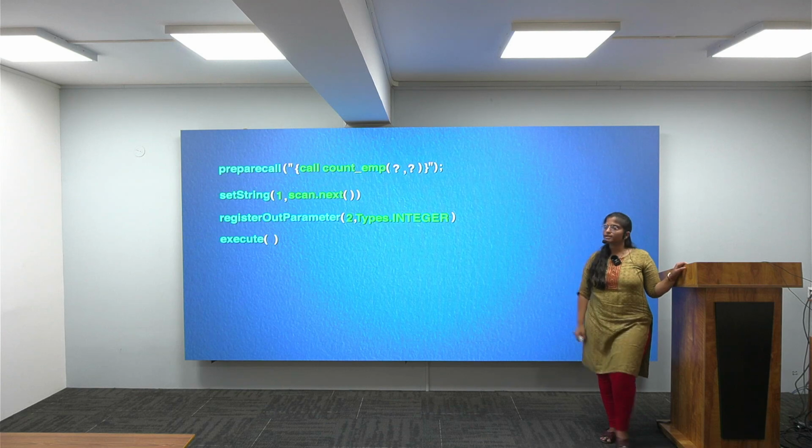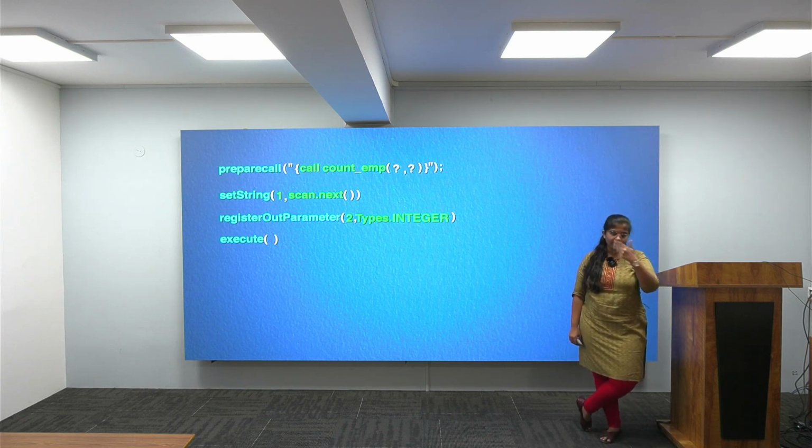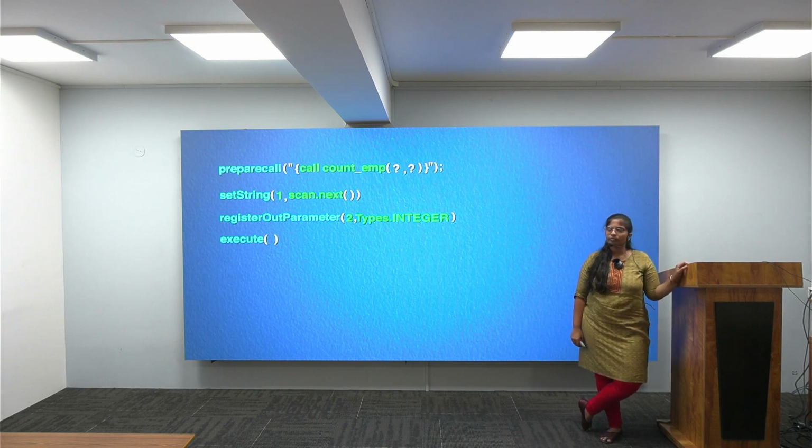And what is the output it is returning? One query we are executing, what will the query return? The number of employees working in a specific department. One integer value has been returned. Do you want to extract that integer value? Yes or no? You can extract it using getters. Now you need to extract it. That is called processing the results.